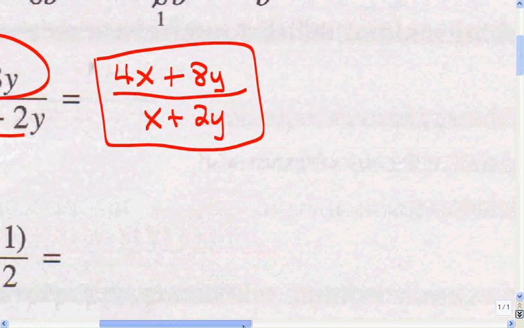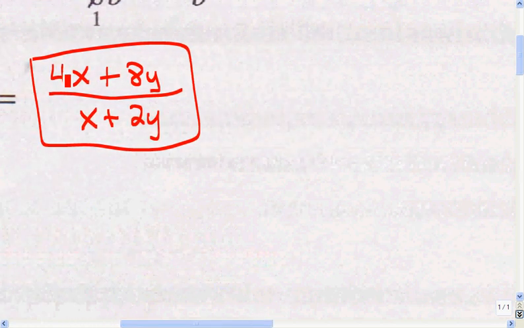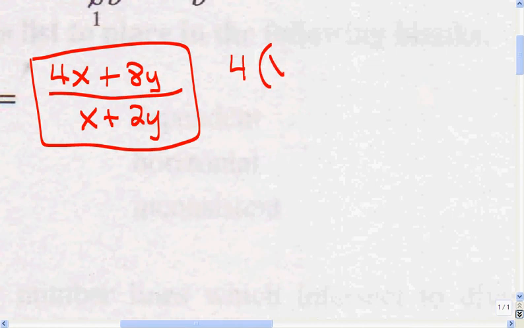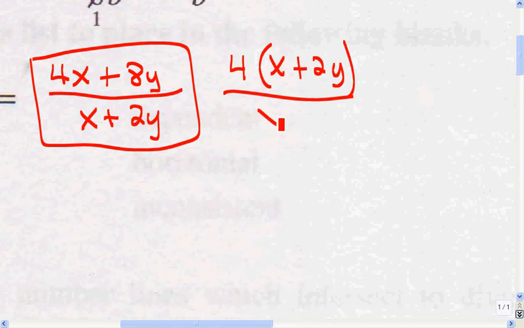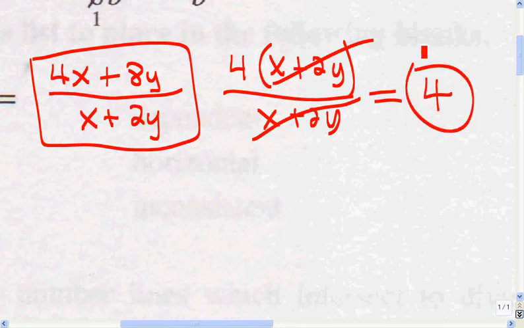Actually, it's our answer, but you could even simplify it more. I just realized that there's a common factor here, 4 and 8. So if I divide both by 4, I get x plus 2y over x plus 2y. And as you can see here, the x plus 2y and the x plus 2y cancel out. What I get is 4. That's my answer.